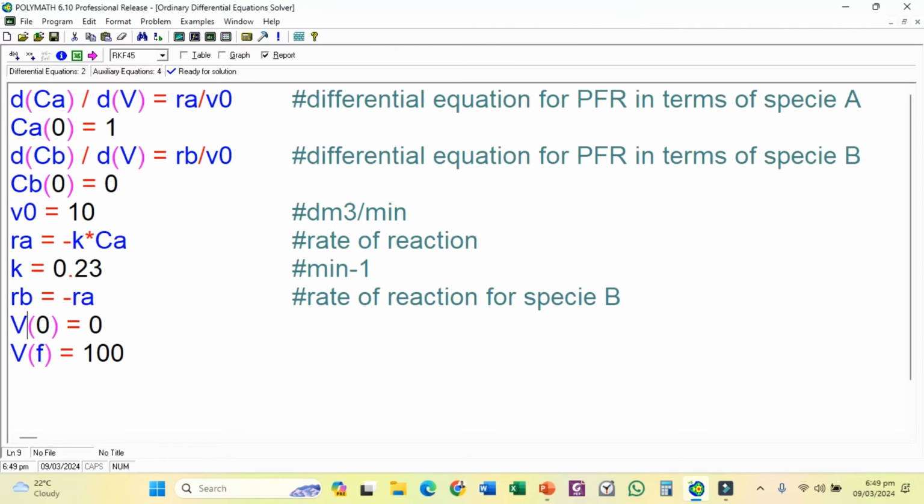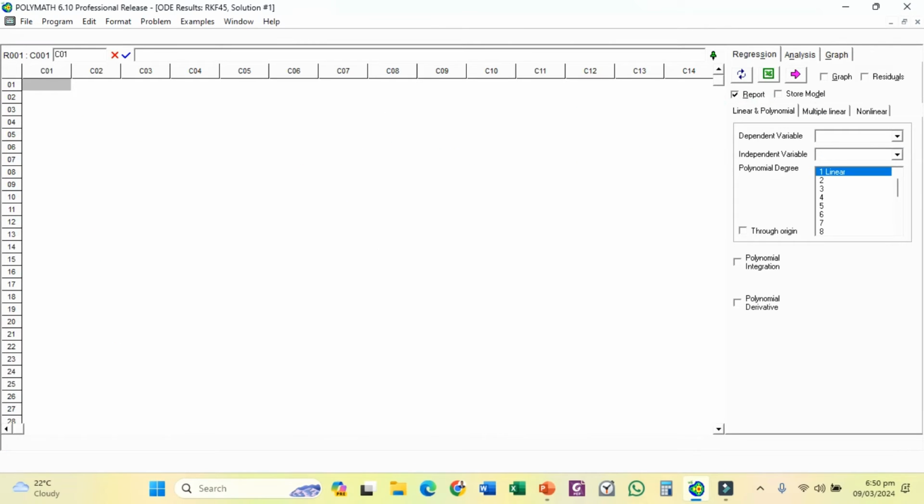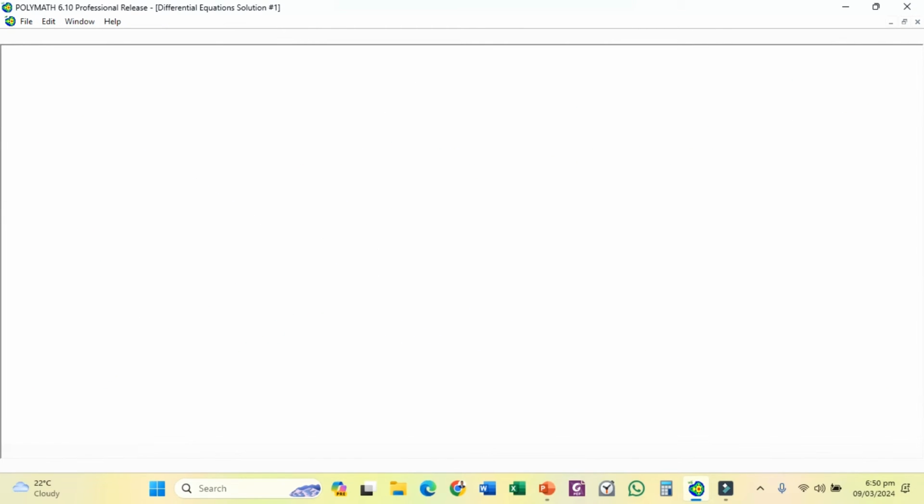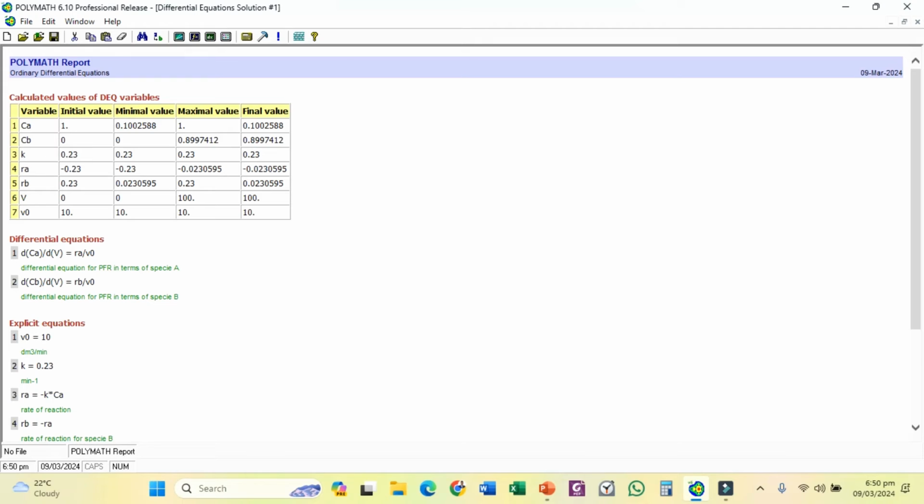Ticked is here. There are 4 auxiliary equations in the system. There are 2 differential equations in the system. Now there are 3 ways to generate the data. Number 1 is report, graph, and table. Report is by default selected, and if you want to elaborate it in more detail, then you will click on table and then on graph. And this pink arrow, which is solve, is used to provide the answer. So you click on it, and after few seconds, you will get your required result.